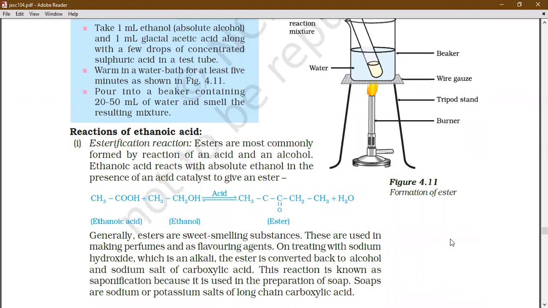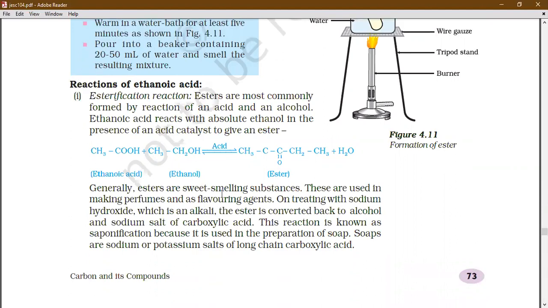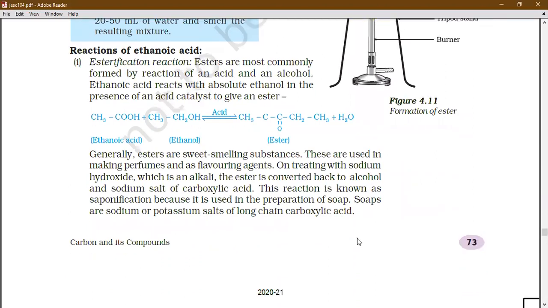Reactions of ethanoic acid. Esterification reaction. Esters are most commonly formed by reaction of an acid and an alcohol. Ethanoic acid reacts with absolute ethanol in the presence of an acid catalyst to give an ester. Generally, esters are sweet-smelling substances. These are used in making perfumes and as flavoring agents.